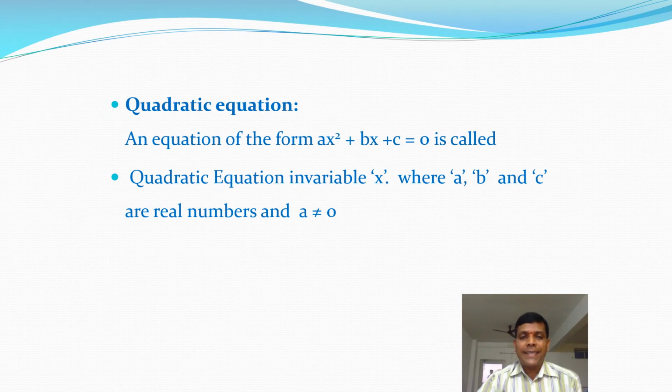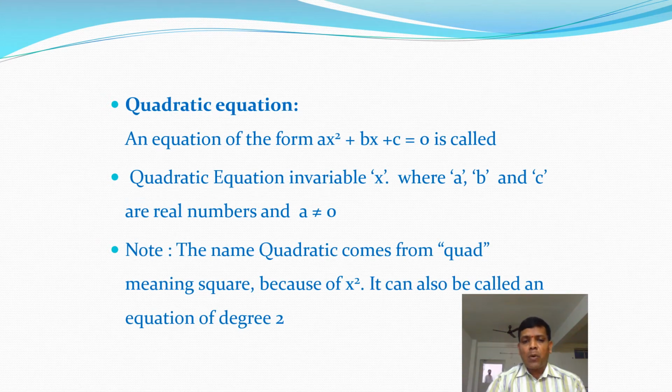Next one, what is meant by quadratic equation? An equation of the form ax square plus bx plus c equal to 0 is called a quadratic equation in the variable x, where a, b and c are real numbers and a not equal to 0. Remember one thing, in ax square plus bx plus c equal to 0, here a is called the coefficient of x square, b is called the coefficient of x, and c is the constant.